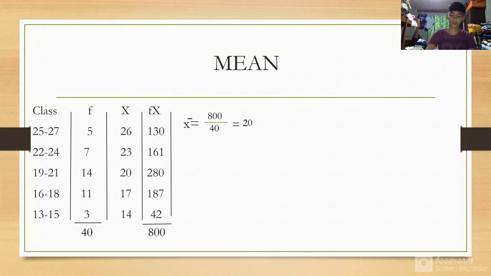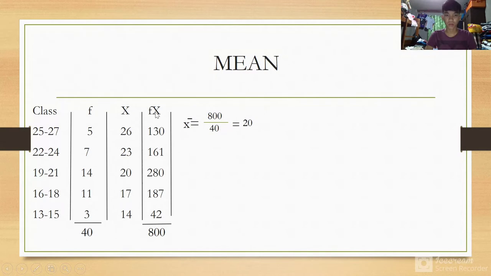Then we add another column for frequency times the class marks. To get the results, we have to multiply frequency and class marks. So 5 times 26 is equal to 130. 7 times 23 is 161. 14 times 20 is 280. 11 times 17 is 187. 3 times 14 is 42.